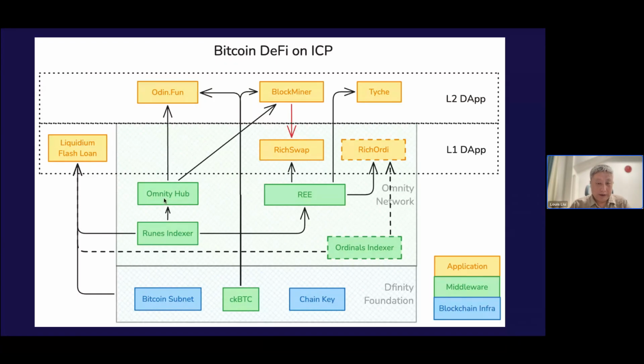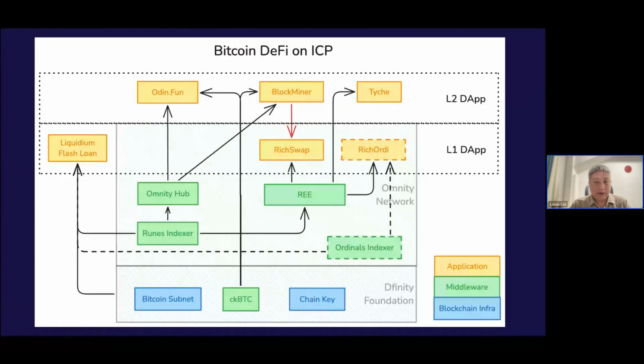And to support this, we need to know about runes meta protocol information from IC. So we transplant the standard runes indexer, the ORD indexer, into a canister. So run it fully on chain on IC. So any application can read runes info directly on chain without any off-chain intermediaries. So this on-chain runes indexer is an open and free to use middleware. It supports Omnity Hub and also supports other applications such as liquidity flash loan.